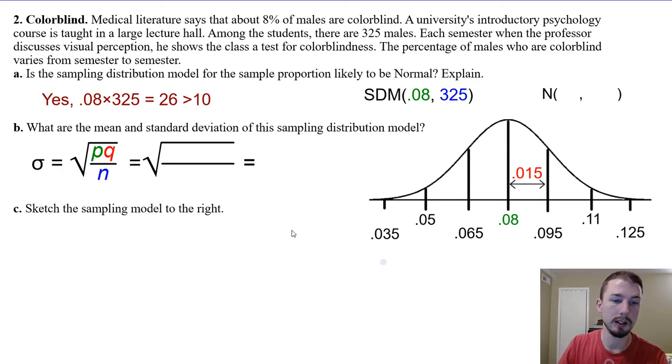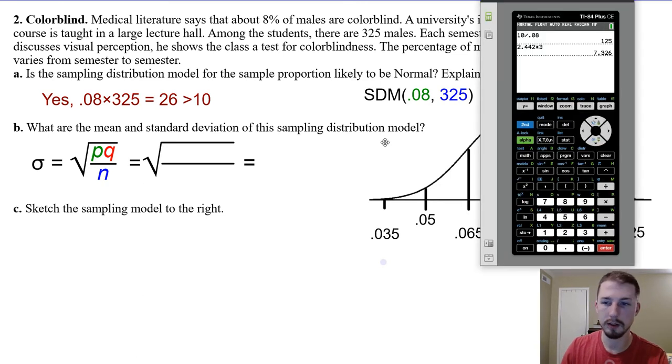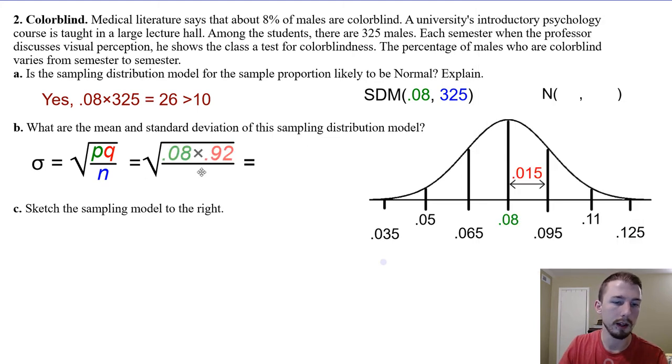Centered at 8%. Again, this is because we have the true population proportion we believe is 8%, with samples of 325. So the mean is going to be centered at 8%. The standard deviation, we just put that in the calculator. So that's 0.08 times 0.92, probability of success times probability of failure, divided by our sample size n, and then we take the square root of all that, so caret 0.5, which is where I got basically the 0.015. So put that in the calculator, and we get basically 1.5%.